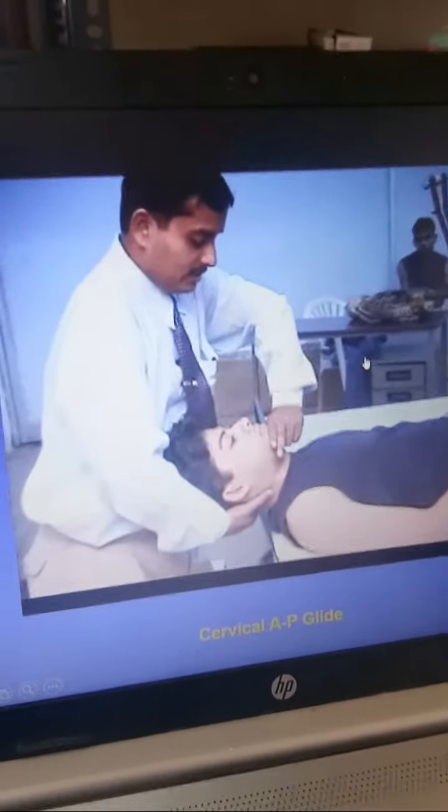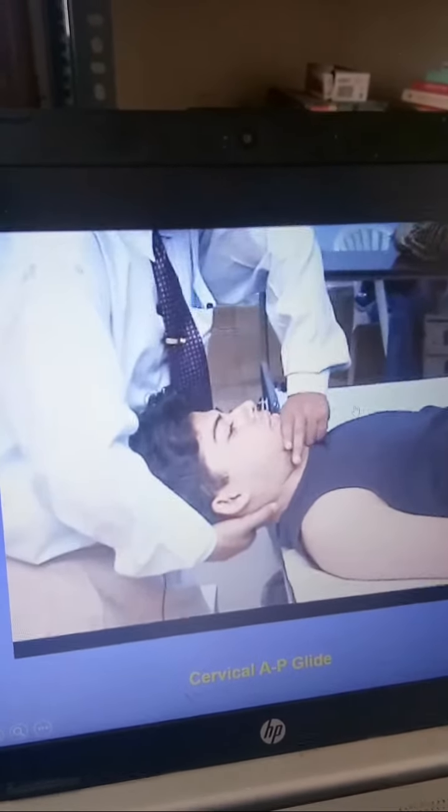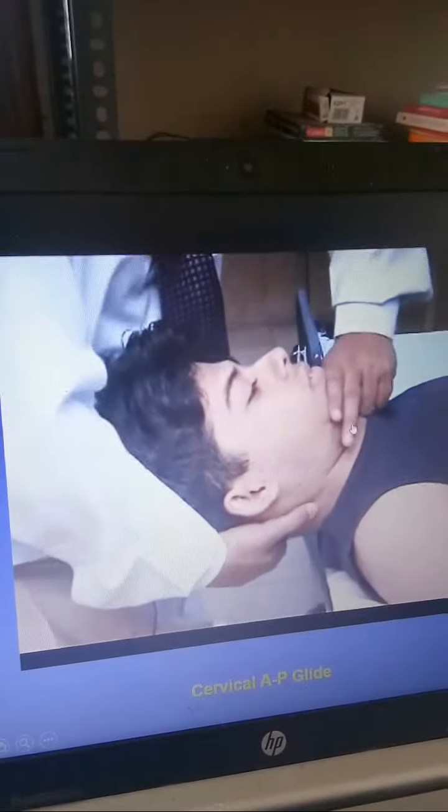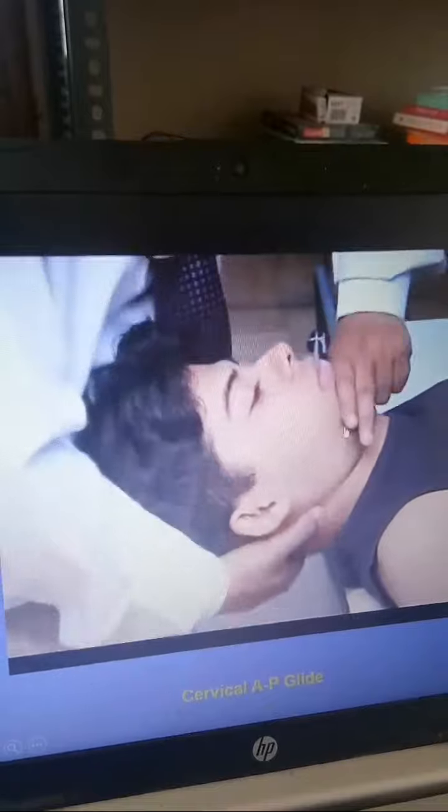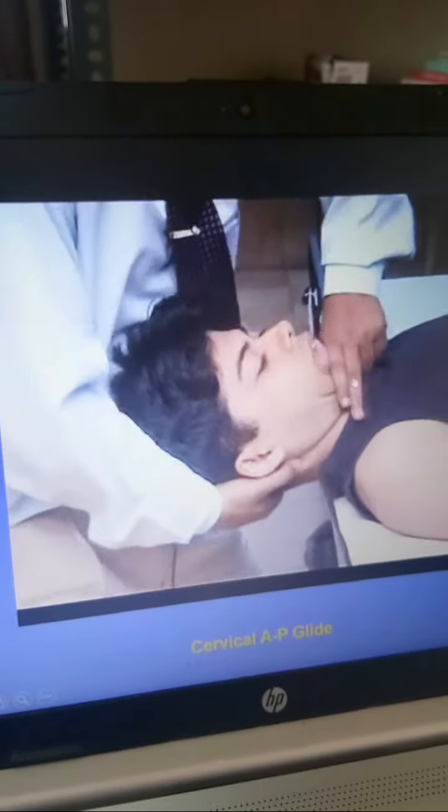What are the important useful techniques? The cervical AP glides. You see, I have supported the occiput, and from the mental tuberosity, I am applying the glide anterior to posterior. It's a very useful and very safe technique to apply for the cervical spine.